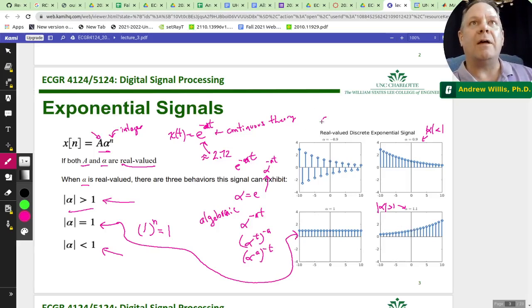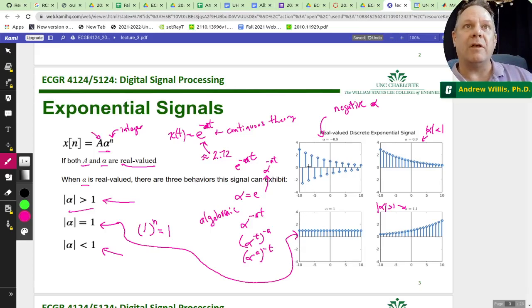Finally, if you have a negative value for alpha, it's going to oscillate. So take any one of these signals, and if alpha were negative, every odd indexed sample would be the negative version of that value. So it'll oscillate back and forth. So we now see that real valued signals can exhibit oscillatory behavior. So this is an oscillating function.